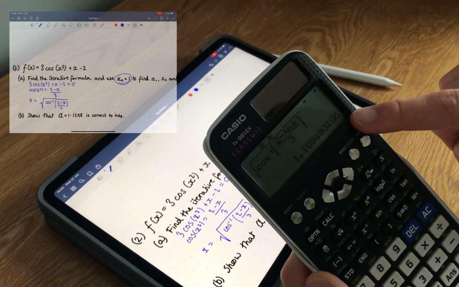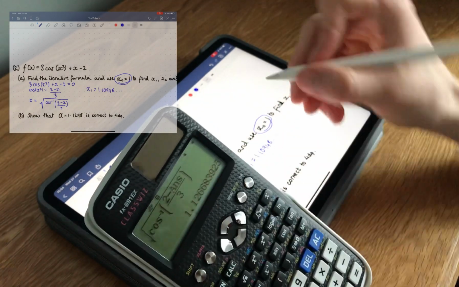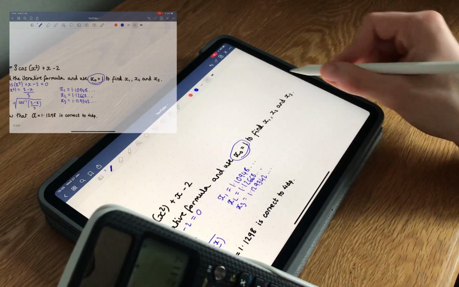The answer there is x1, 1.10948. Press it again, that's x2. And press it again and we get x3. So that's that part of the question done.